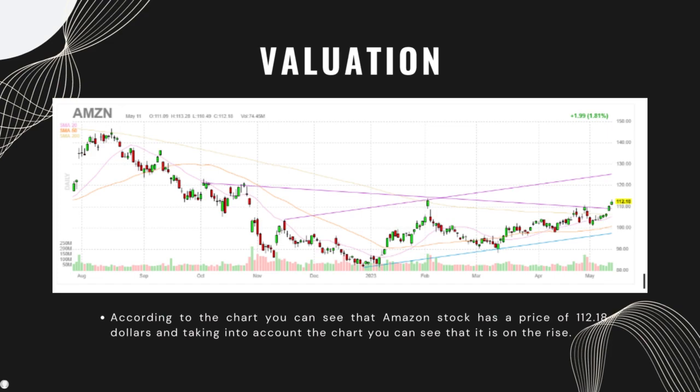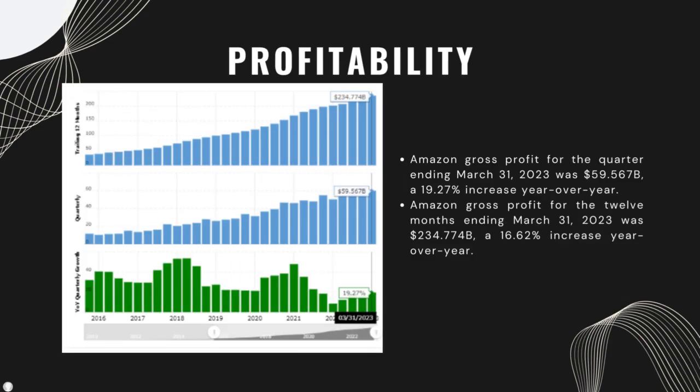According to the chart, you can see that Amazon stock has a price of $112.18. And taking into account the chart, you can see that it is on the rise.